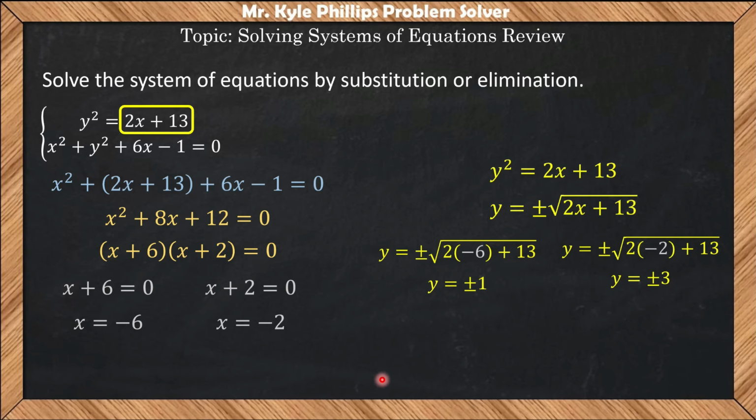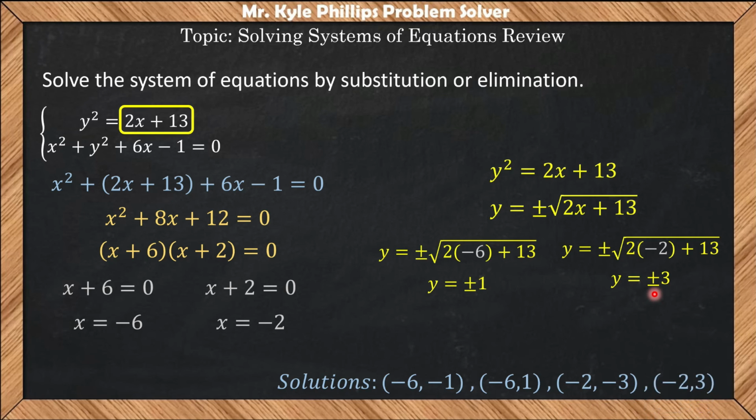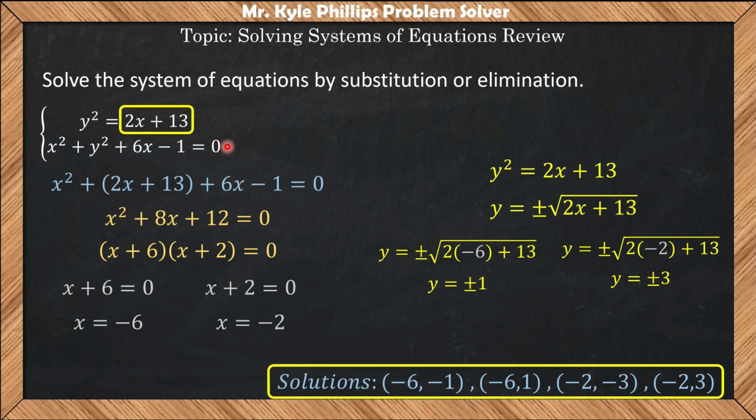So here I'm going to have multiple solutions. When x is negative 6, the y value is both negative 1 and positive 1. When x is negative 2, the y values are both negative 3 and positive 3. So in this particular case, I'll have 4 solutions. If I were to graph these two equations on my calculator, they would intersect 4 times at these coordinates.